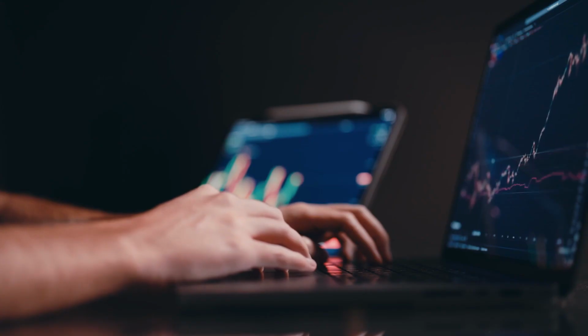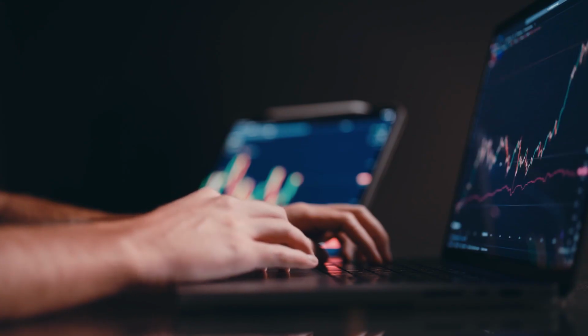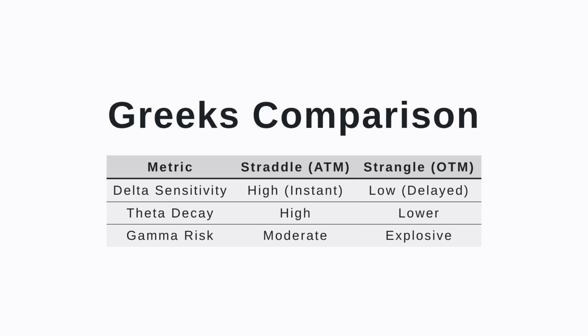This leads to a critical rule: timing. Straddles are for now, when you expect the move to start immediately. Strangles are better suited for binary events where the move might be violent enough to skip over the dead zone.